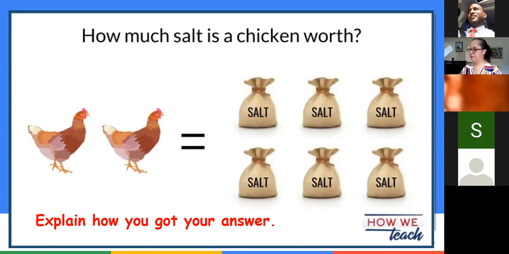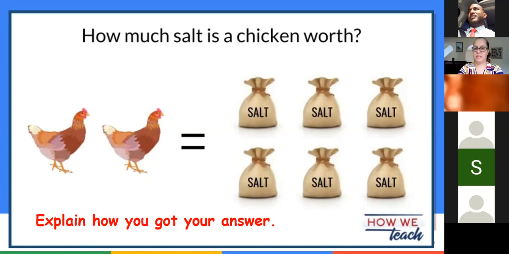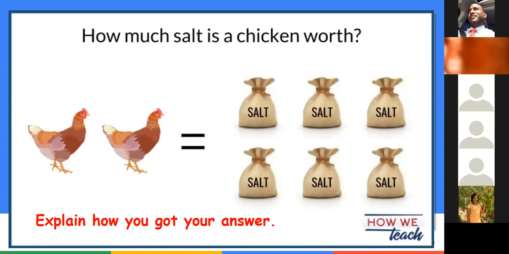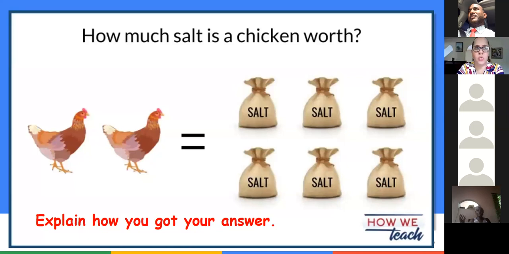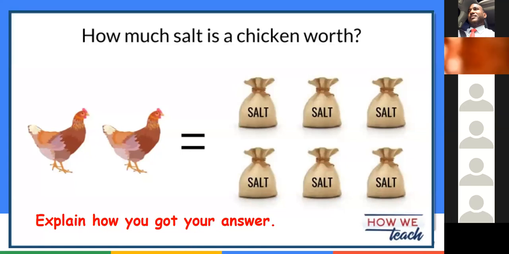I divided the 6 by the 2 chickens. I did 6 by 2. Why did you divide 6 by 2? To get the equal amount. 3 bags. There are 3 salts. Because there are 2 chickens and I need them to get equal. Share the salt equally. Right. Good. With the chicken. May I say something? Sure, go ahead, Dean.